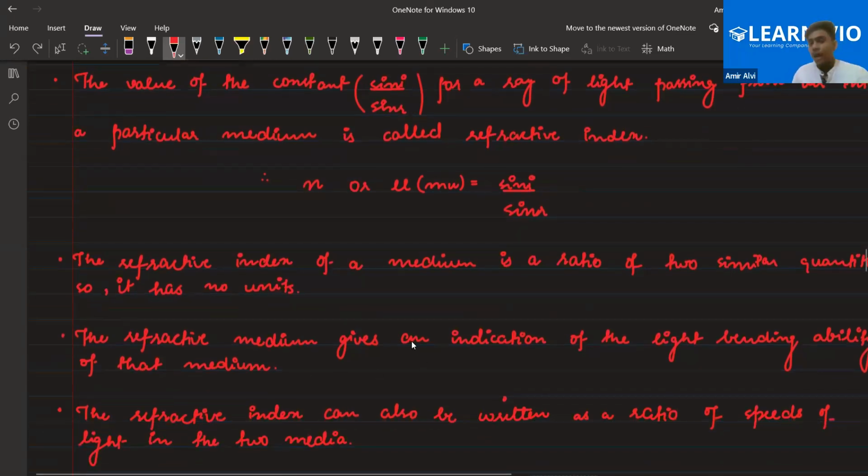The refractive index gives an indication of the light bending ability of that medium. It tells you how much the light will be bent towards the normal or away from the normal by that medium. It tells you how much the ability of that medium is. Clear?